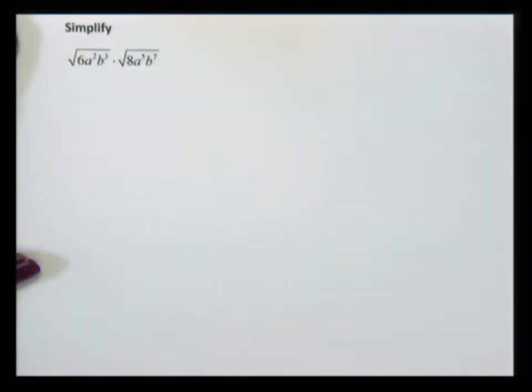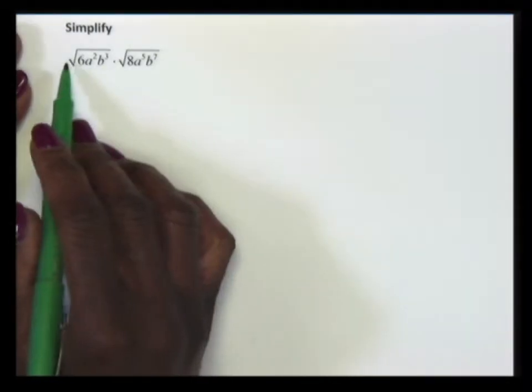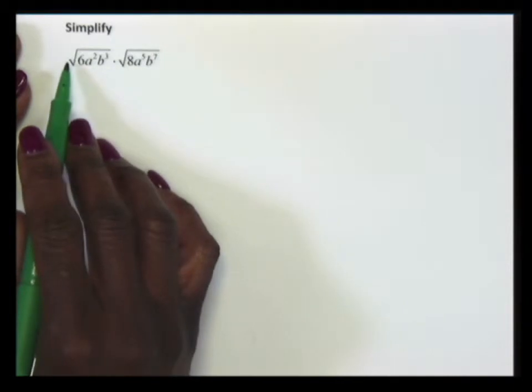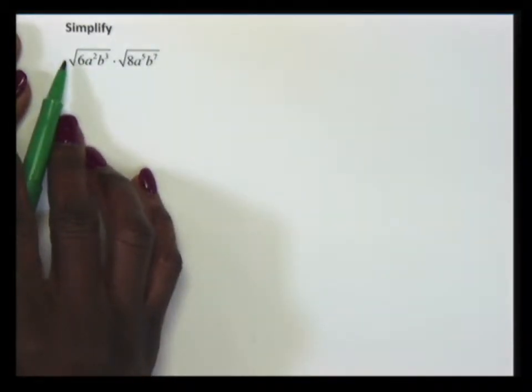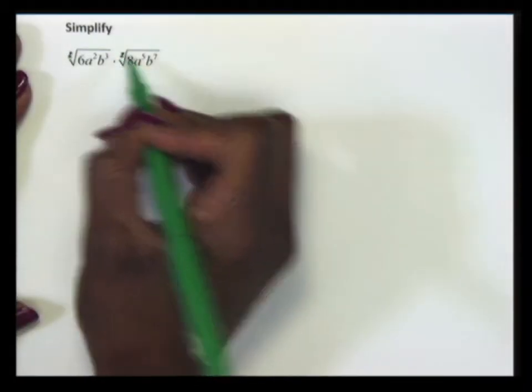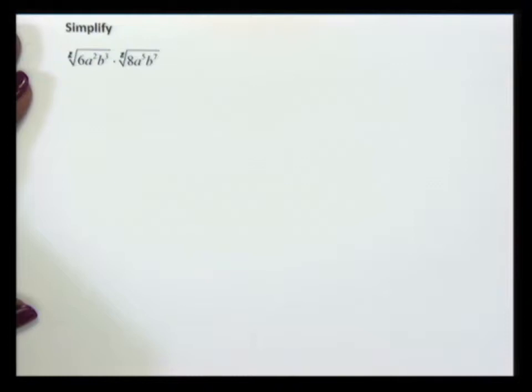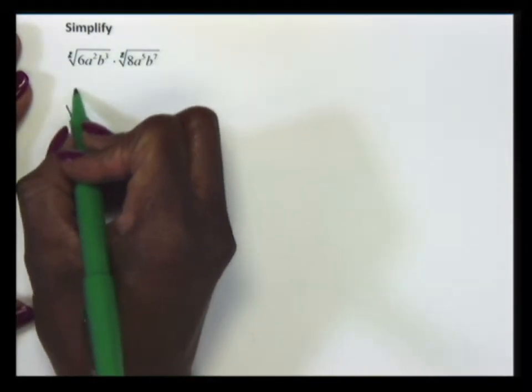In our example here, we're to simplify the square root of 6a squared b to the 3rd times the square root of 8a to the 5th b to the 7th. So the first thing we're going to do is check our index to make sure that they're both the same. Here we don't see the index, so the index is automatically 2 for both of the radical expressions. So then we can multiply what's underneath.